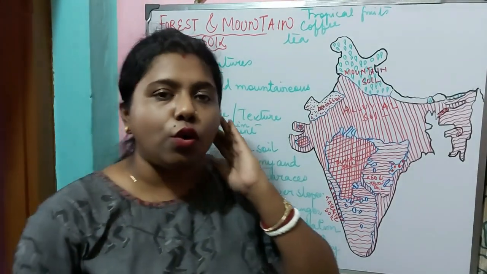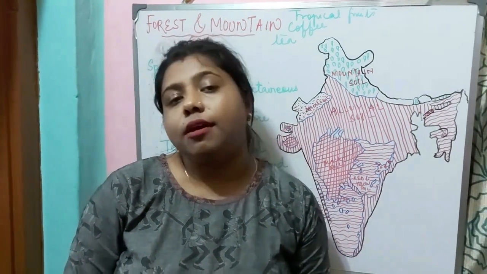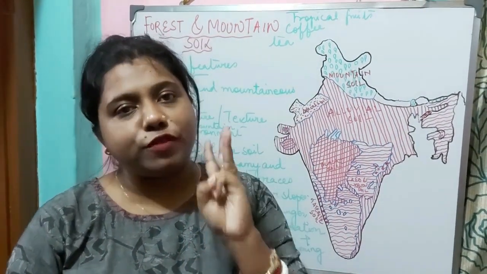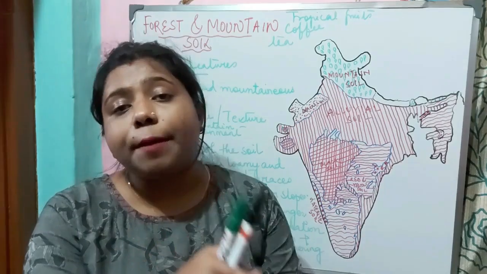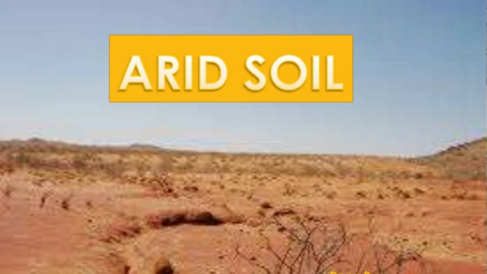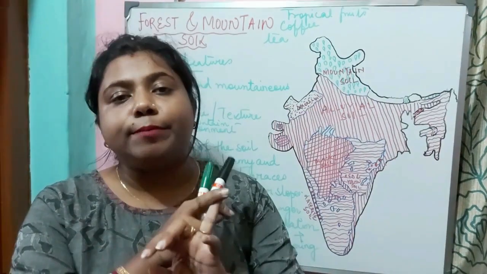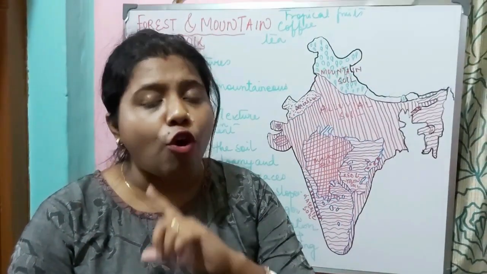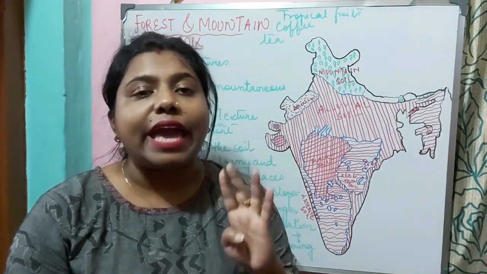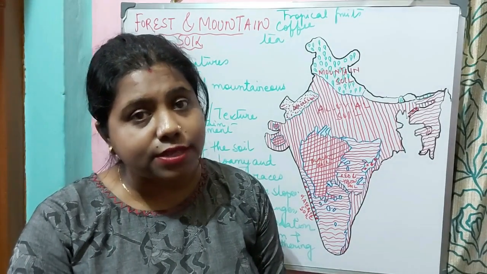So in this video, we learnt about 3 types of soil. Number 1, the laterite soil. Number 2, arid soil or desert soil. And number 3, forest and mountain soil. I hope all of you understood the characteristics of these 3 soils.